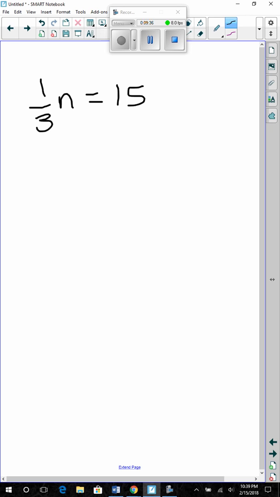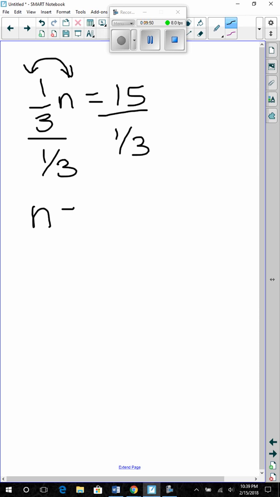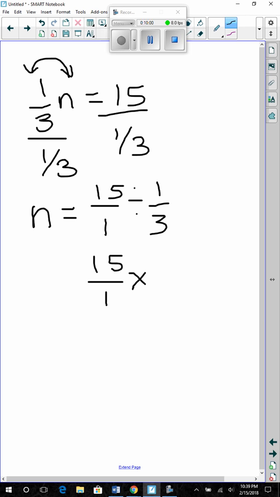Let's do that one together. These are right next to each other. That means they're being multiplied together. We're going to do the inverse operation, so we're dividing. We need to divide this side by 1/3, and we need to divide this side by 1/3. This is going to be n equals 15 over 1 divided by 1/3. Remember, we flip the second guy and multiply. This one stays the same. Change our sign and flip the guy.